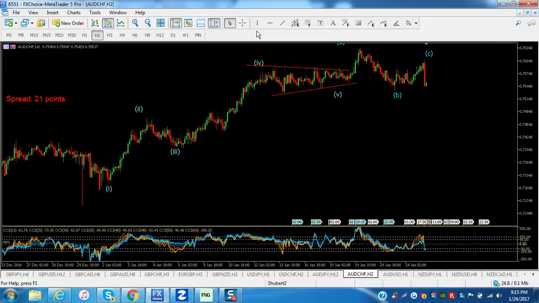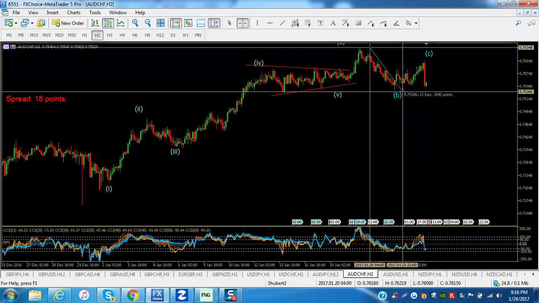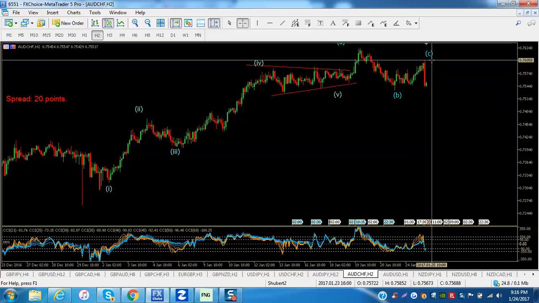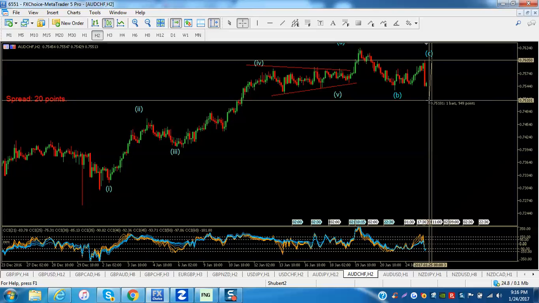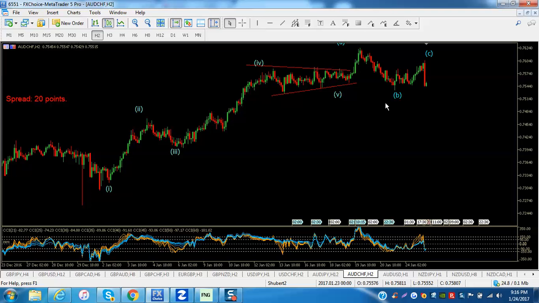If this really is an ABC, then this A and C are usually about the same length. So this A is about 100 pips, which means the C would probably be about 100 pips too, which would take us down to about the 75 area or so. So I'm going to leave that running for the night, and we'll look at it early tomorrow morning.